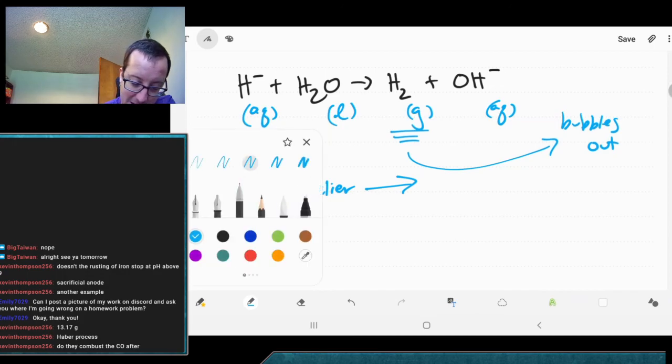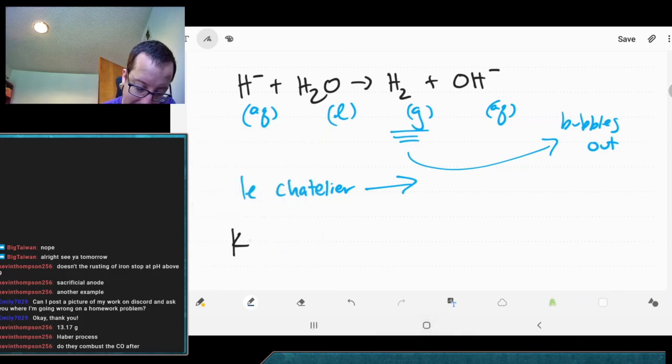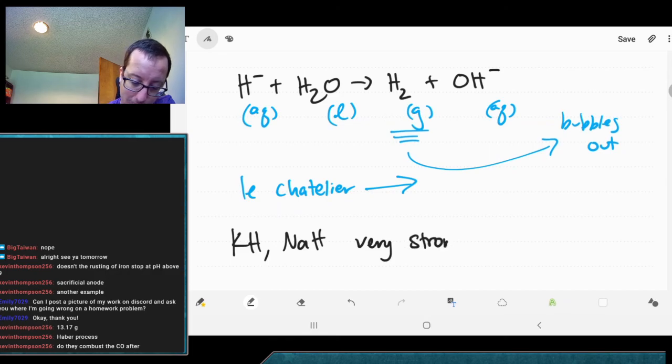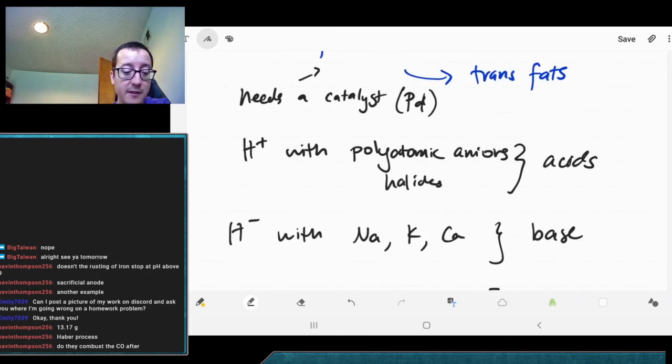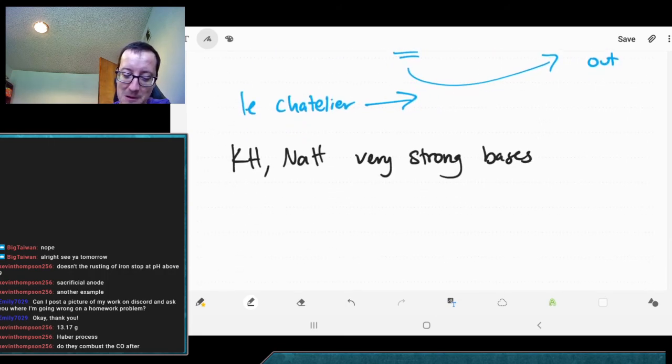So you'll see that things like KH or sodium hydride, these are very good, very strong bases. Or calcium hydride also. They'll react very strongly with water to produce hydroxide, leaving a basic solution. Cool. We've already talked about acids quite enough. I'm sure you guys are done with talking about acids. So, we're good there.